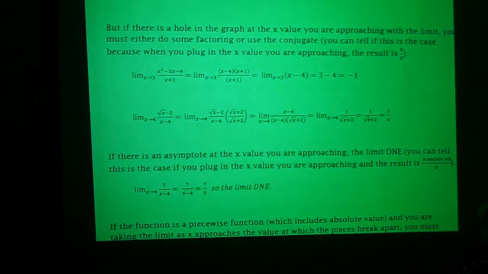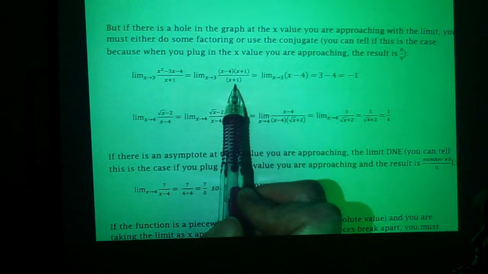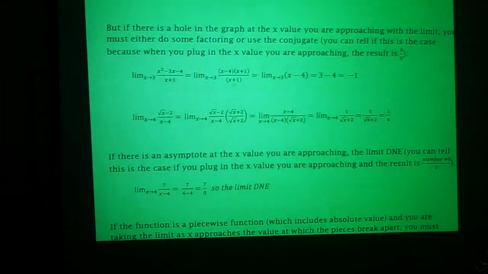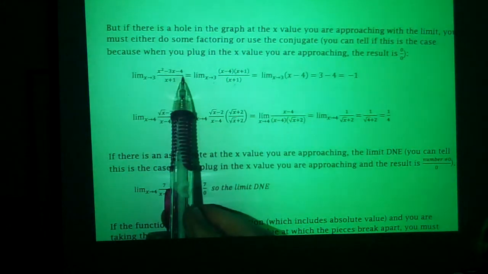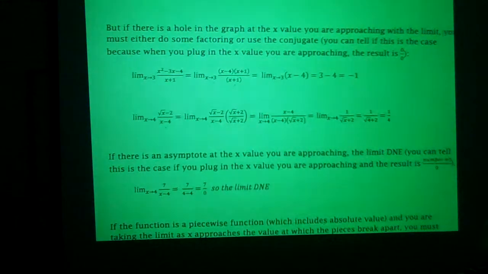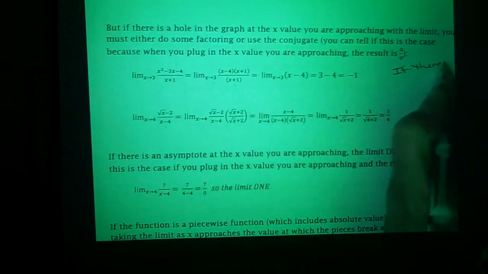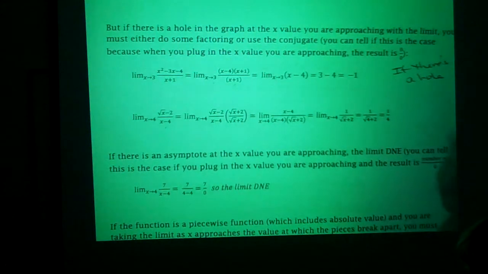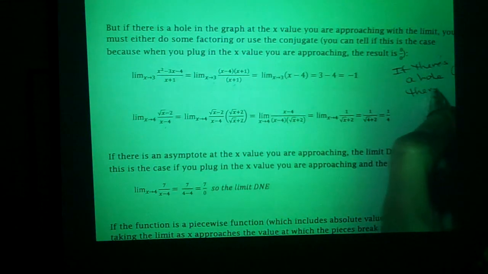What do you do if there is a hole? Well, if there's a hole, there will be a factor that can divide out, and you need to divide that factor out before you can plug the value in. The factor might be straightforward, like it is here, or it may be that you need the conjugate to find it, like we did on the last sheet. But if there's a hole, there will be a limit, okay? And that's a common mistake, that people see 0 over 0 and say no limit. If there's a hole, which means you got 0 over 0, there will be a limit. You just have to do the algebra to find it.